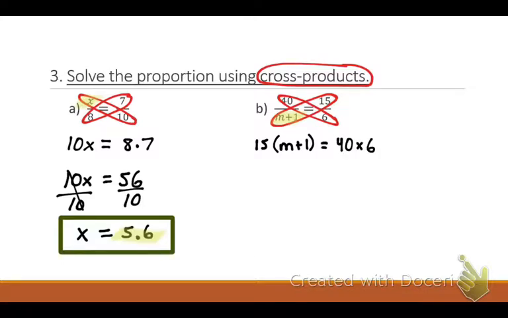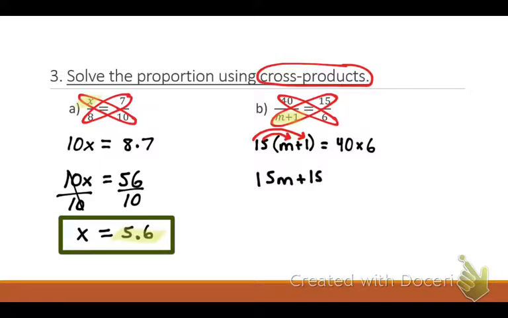Do you guys remember what I need to do when there's a number tucked on the outside of the parentheses? Distribute it to every single one on the inside. So the 15 has to multiply by the first one and by the second one. Noah, what do we get? Very good, because 15 times m is 15m. Okay, we're multiplying when a number is next to that.